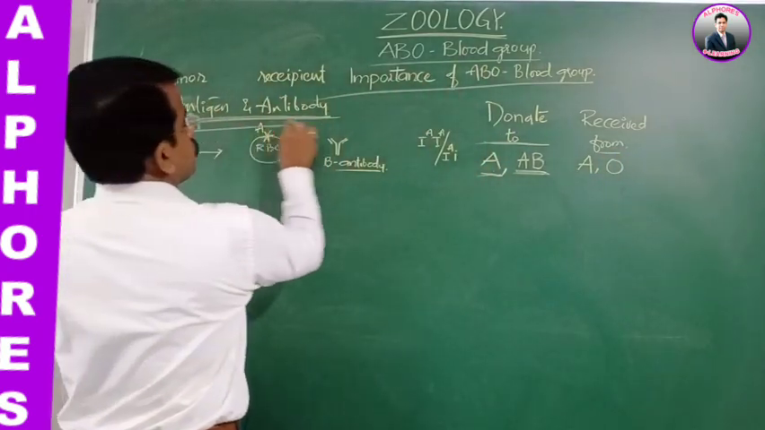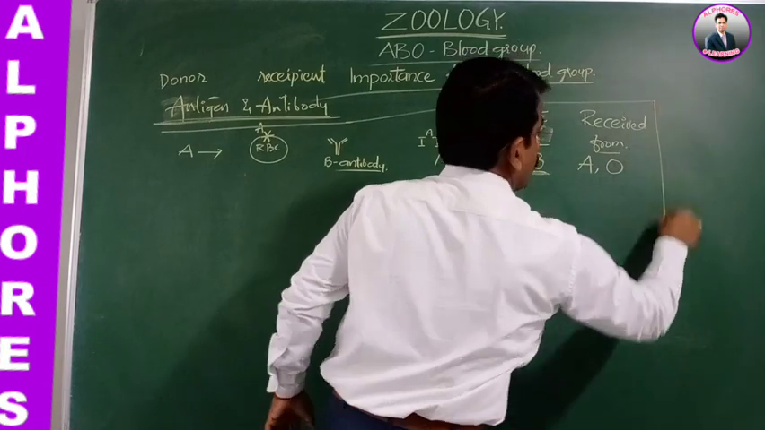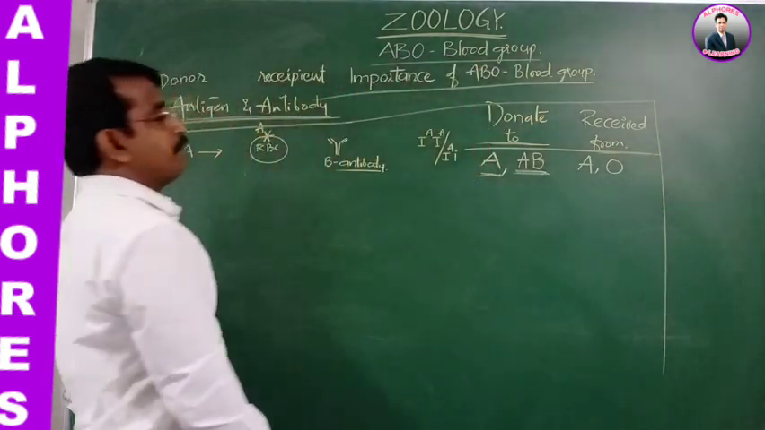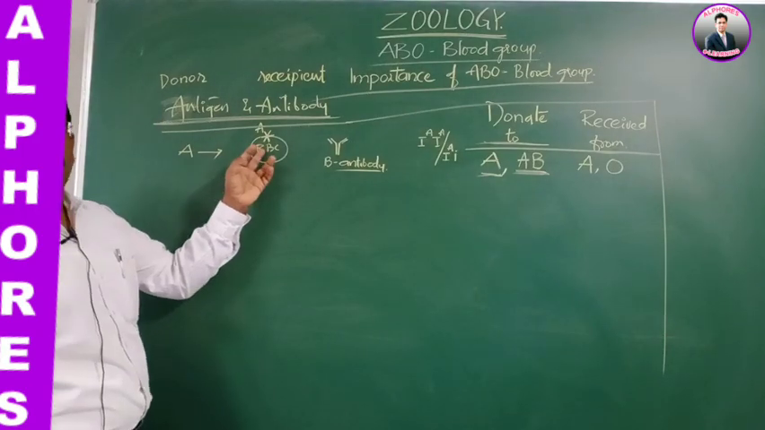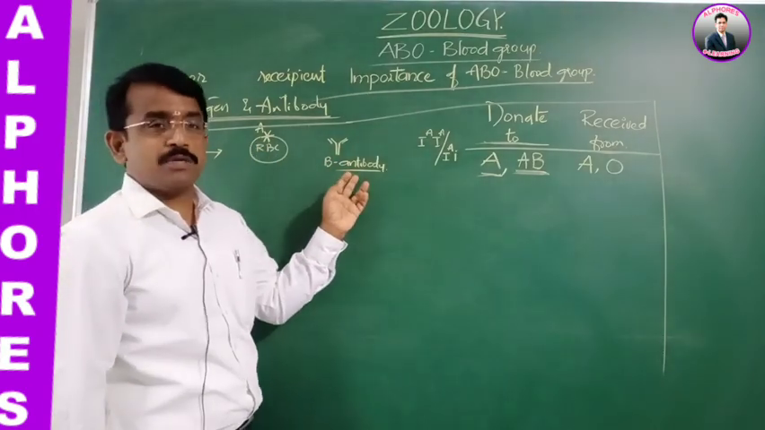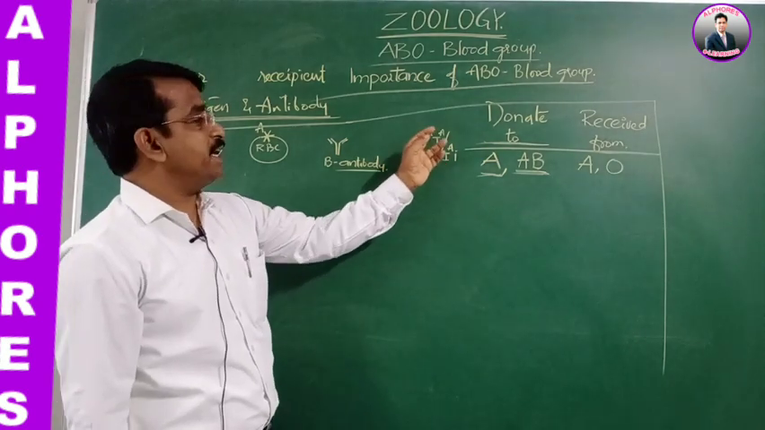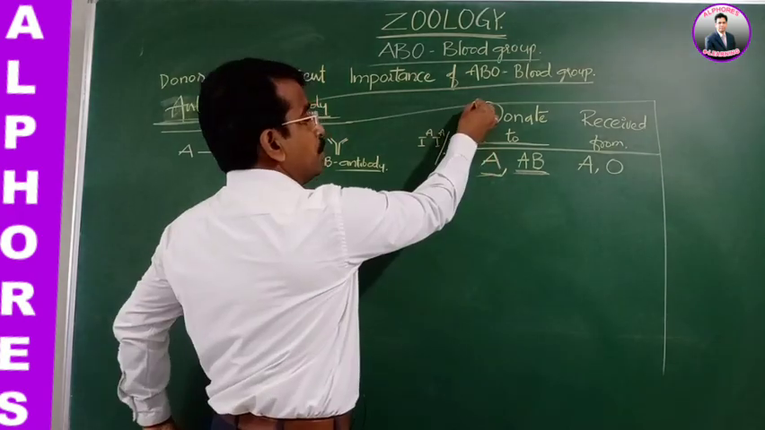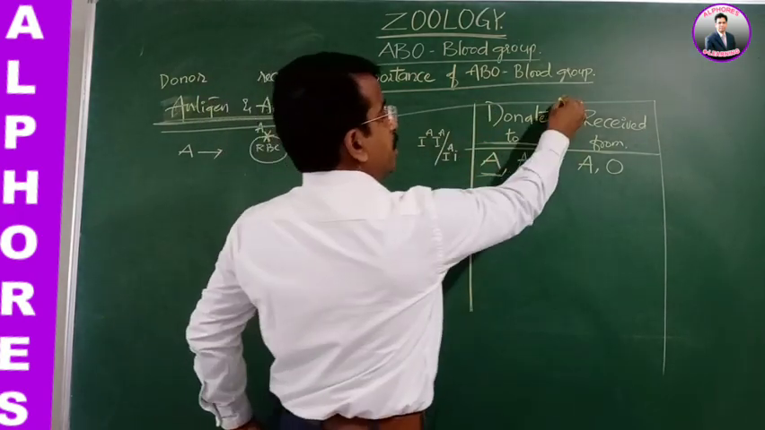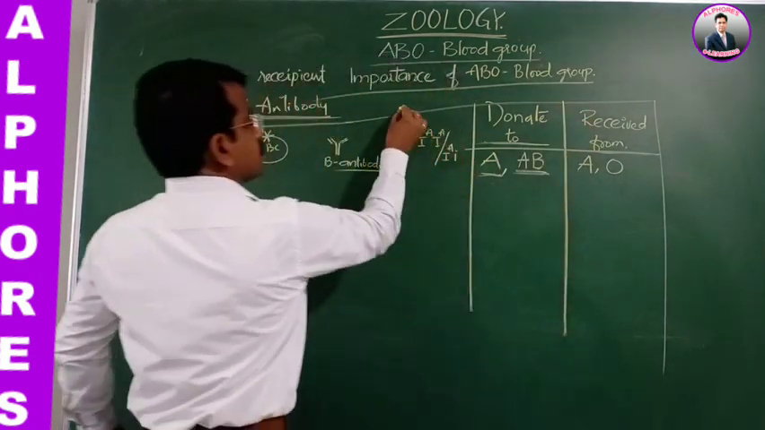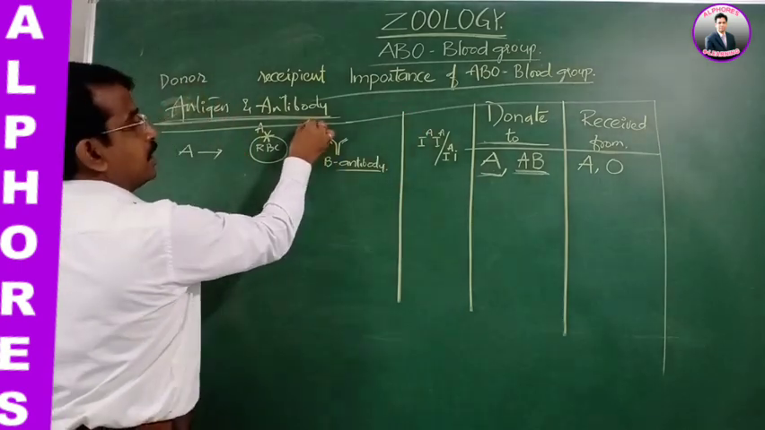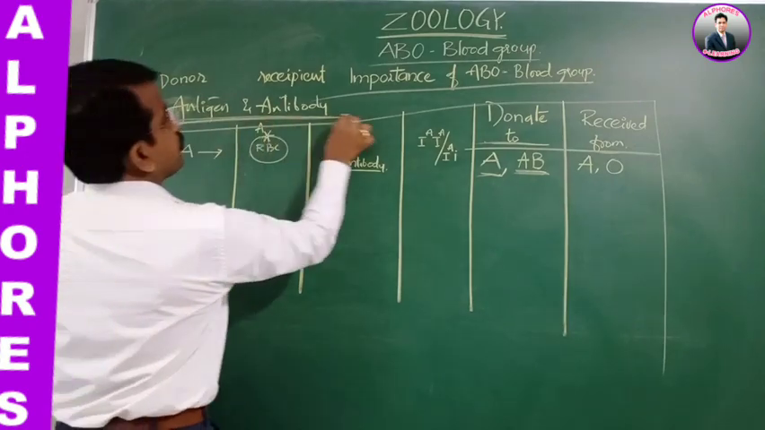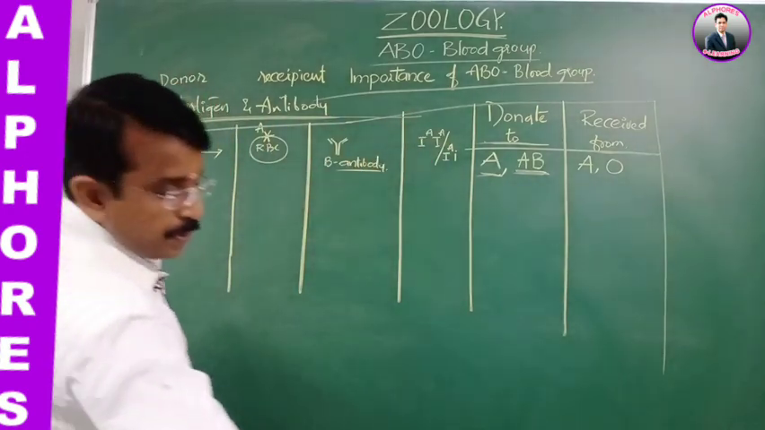So this is the point to remember. I repeat, A is the blood group with A antigen on its RBC and B antibody in its blood plasma. Its genotype is IA, and it can donate to A and AB. At the same time, it can receive from A and O.